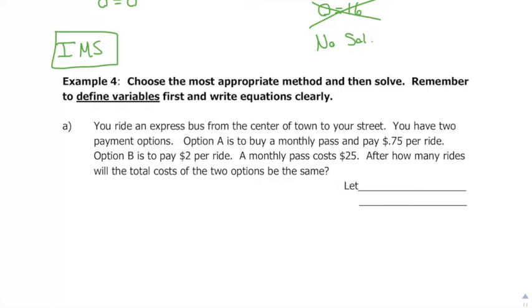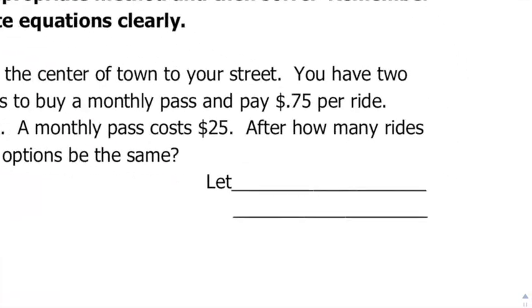So you ride an express bus from the center of town to your street. You have two payment options. Option A is to buy the monthly pass and pay 75 cents per ride. Option B is to just pay $2 per ride. The monthly pass costs $25. I guess that's implied to be once. After how many rides will the total cost of the two options be the same? So let's see what's going on.